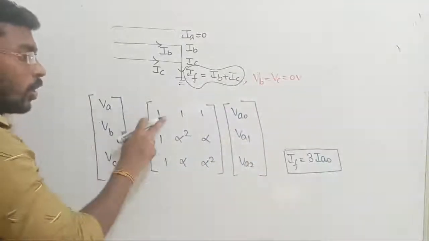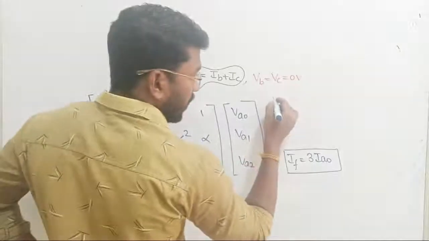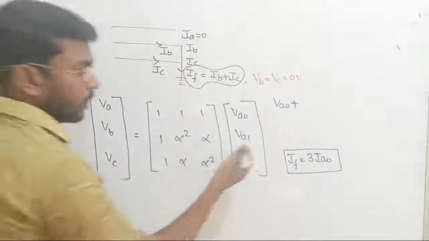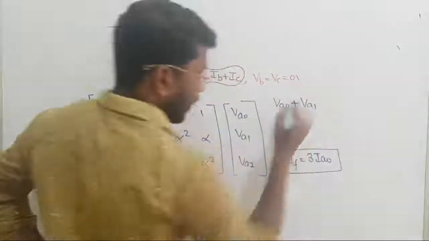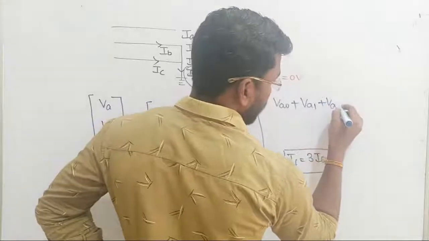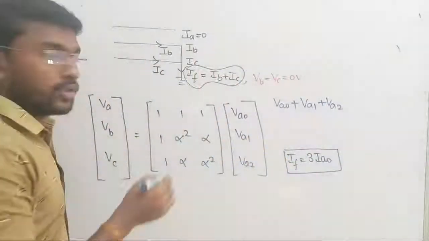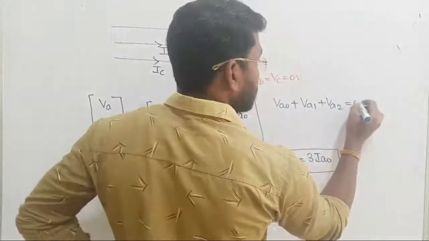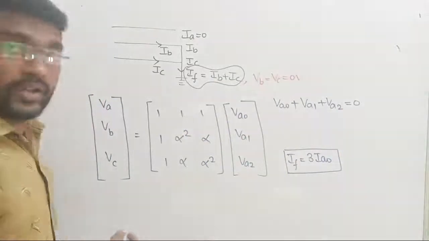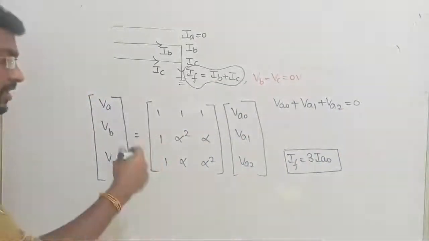VA is equal to 1 into VA0, plus next, 1 into VA1, plus 1 into VA2, right? First conclusion. So the conclusion is what? Addition of these three components are going to be 0, right? First conclusion we understood from here. Now let us derive the things further, right?